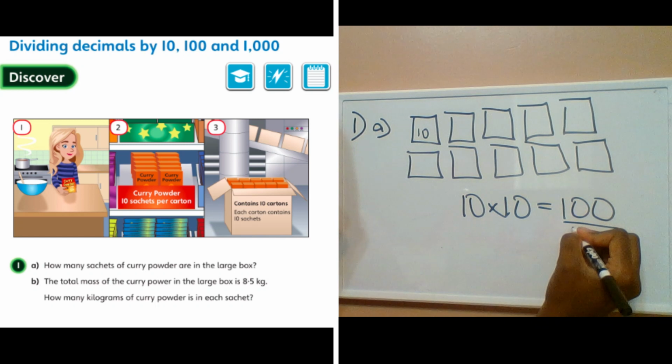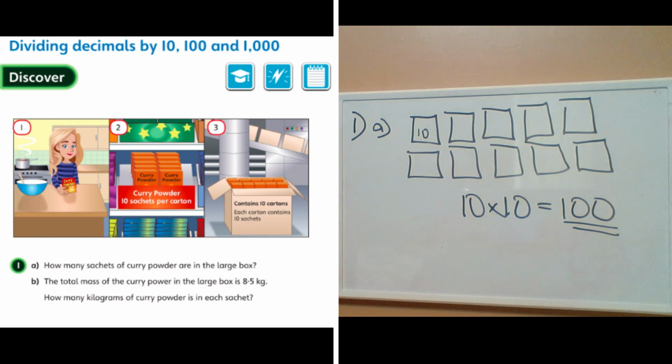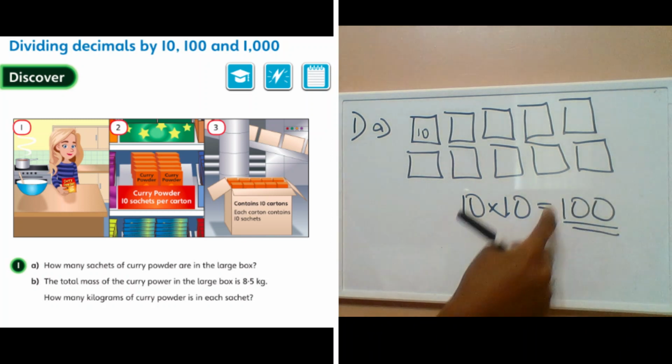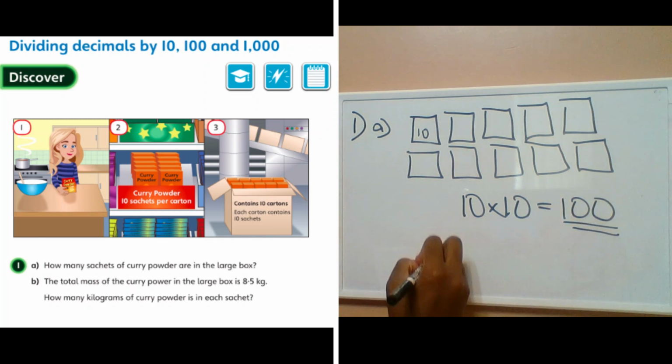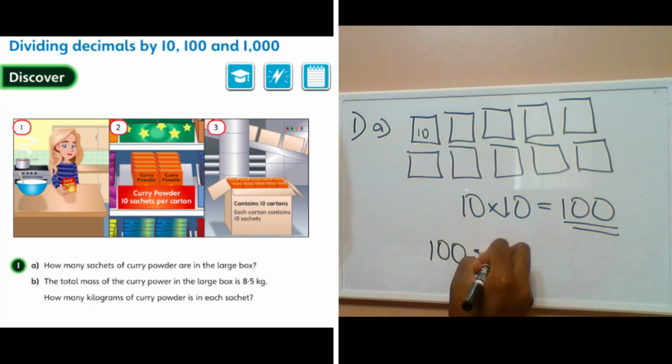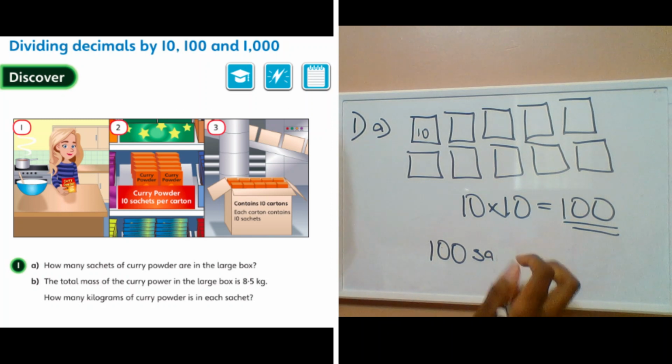So interestingly enough, that first problem was not a division problem, it was a multiplication problem. I suspect that the B part is going to ask me to do something with this information. So I know that there's 100 sachets in the large box. Oops, I always spell sachets wrong. S-A-C-H-E-T-S. There we go. Take a moment, make sure you have your notes down because I'm going to move on to this B part.